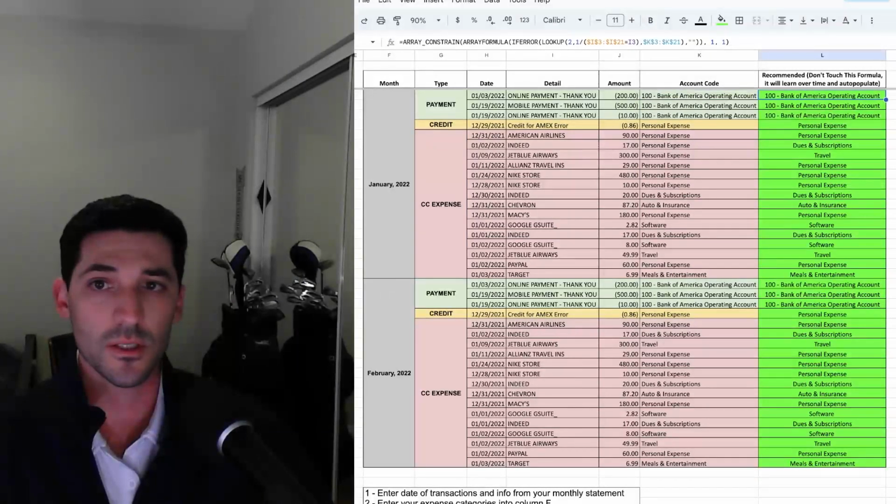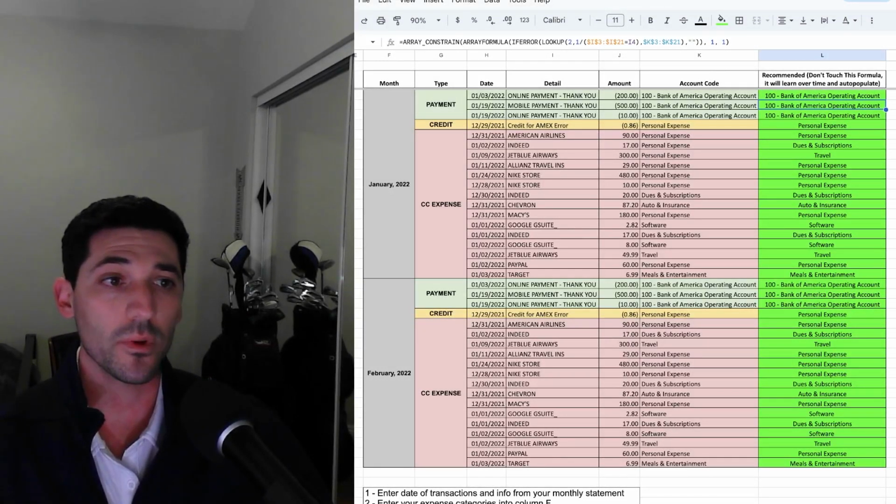This is where the algorithm gets to work. It's going to take the data here and basically learn over time. So each month that goes by, this gets more and more accurate. And we've actually been able to reach a 98% accuracy rate with every single transaction expense, which is phenomenal.